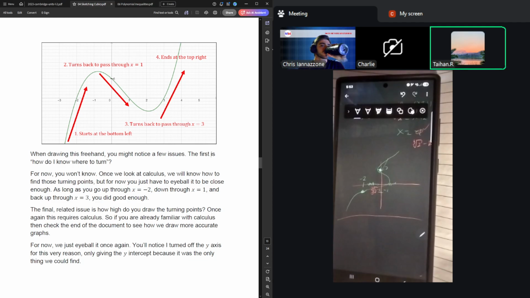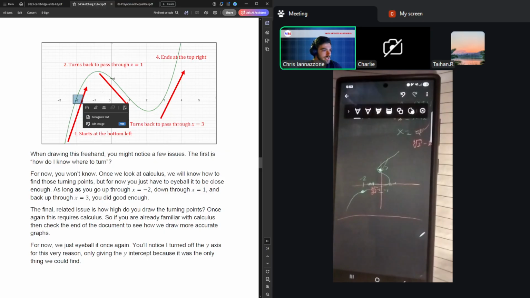Wait, so because you've got the x-intercepts and just the one y-intercept, do you just kind of eyeball it, like when you just draw the graph? Yeah, precisely. As long as you're hitting all these key features, that's the bit that matters most. Yeah.